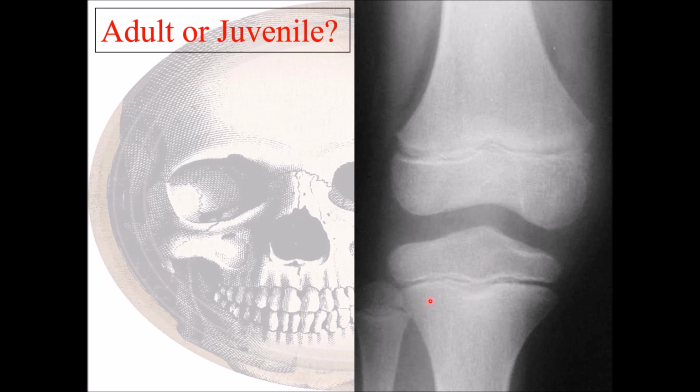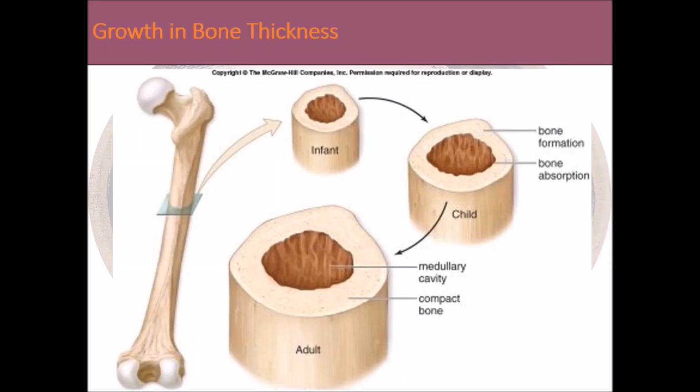And the same with all the other bones here. So when we see that they have not fused yet, we can tell it is a juvenile or non-adult knee that we're looking at. Okay, how else do we see growth in bone?